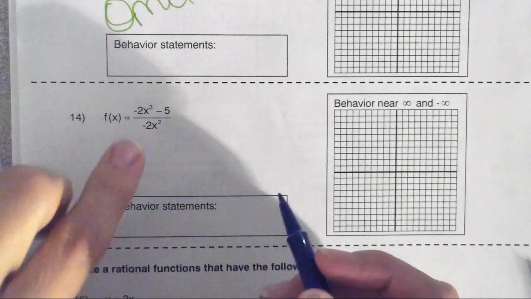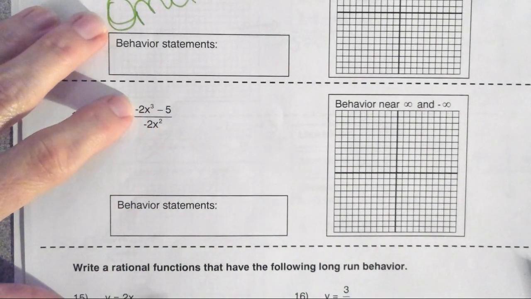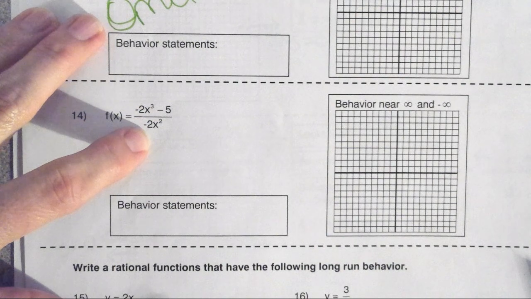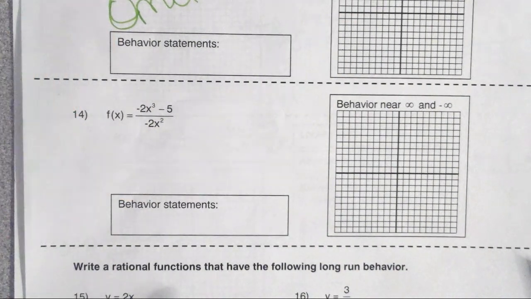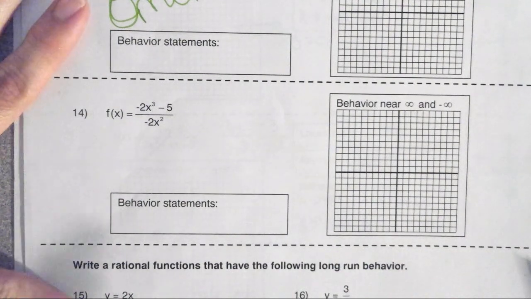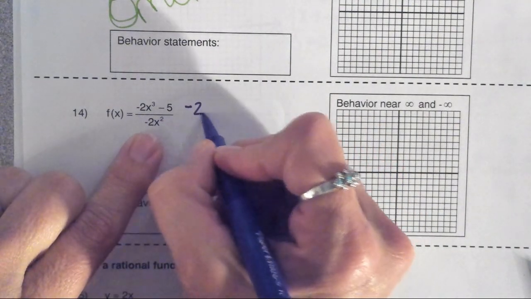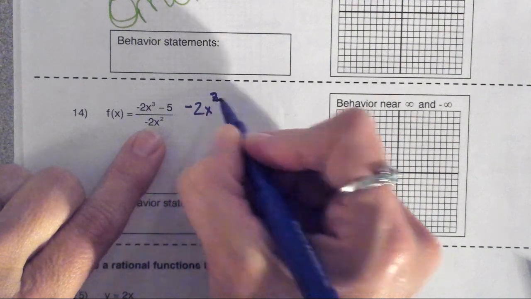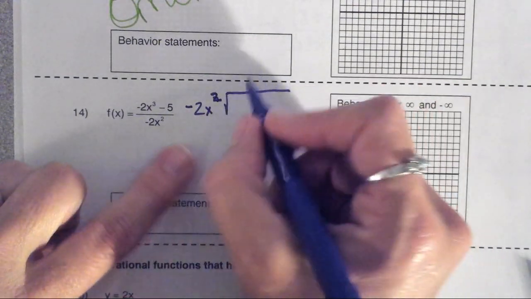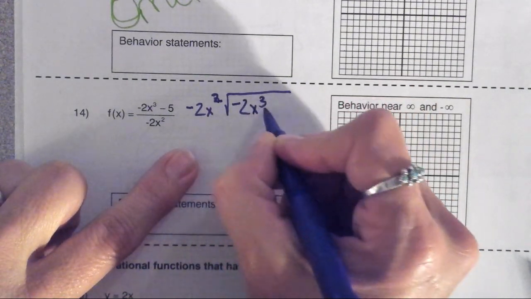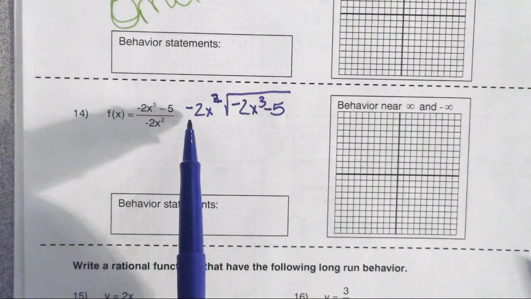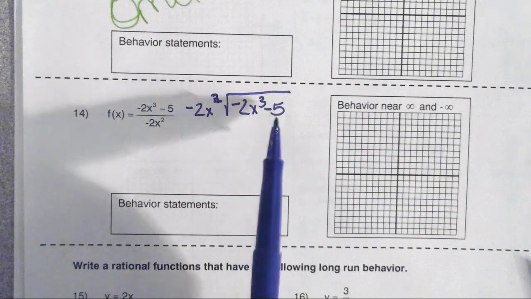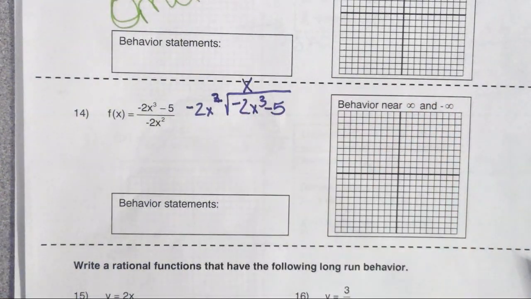So on 14, if I try to reduce, negative 2x to the third over negative 2x squared does reduce, but it reduces to x, not 1 over x, and not 1 over x squared. So again, we have to go do our division. The number on the bottom goes outside. The number on the top goes inside. So how many times will negative 2x squared go into a negative x to the third? And we're going to say it goes in x times.